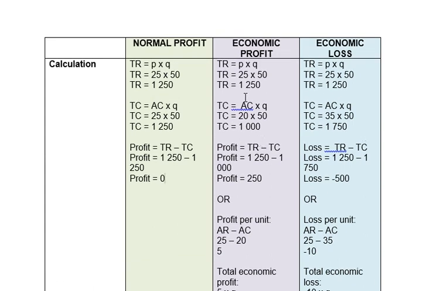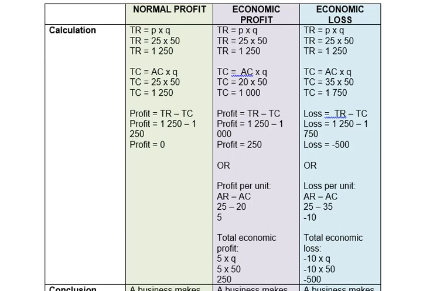Okay, so if your total revenue is 1,250 and your total cost is 1,000, your profit, total revenue minus total cost, will mean that your total economic profit is 250.